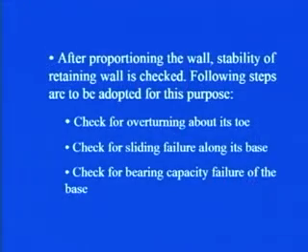Now, last time we saw how the proportioning can be done. So, once the proportioning is done, as I mentioned, you have to provide the checks for overturning, sliding and bearing capacity failure. So, after proportioning the wall, the stability of the retaining wall is checked. The following steps are to be adopted for this purpose. First is the check for overturning about its toe.